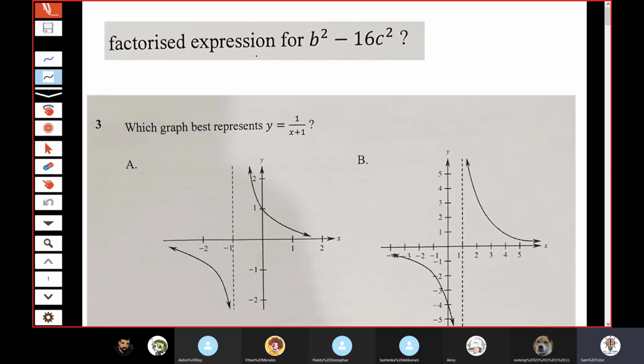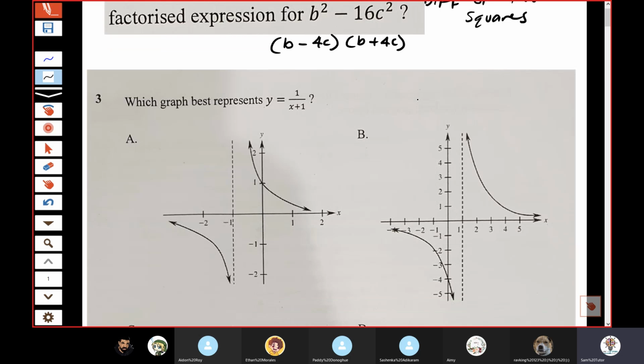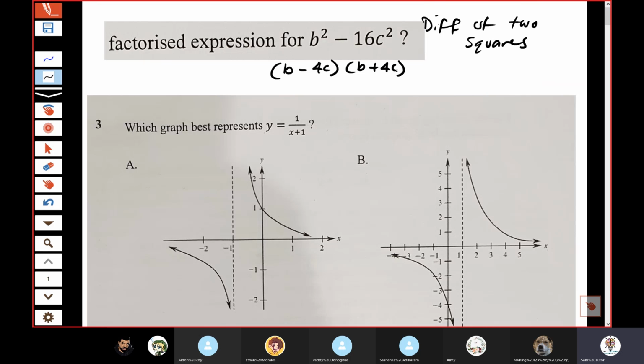Let's start. Very first one, factorize the expression for this. That just means factorize, obviously. What kind of expression is this? This would be a difference of two squares. Because it's a difference of two squares, it would be b take away 4c, b plus 4c. Nice and simple, 2 marks. Or actually, that's only 1 mark.